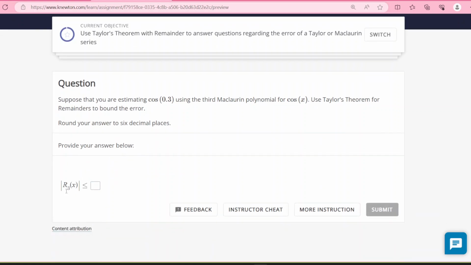So we did a problem like this earlier. They just want what's a bound on the error. When I use the third Maclaurin polynomial to estimate the cosine of 0.3, what's a bound on how far off that estimate would be?